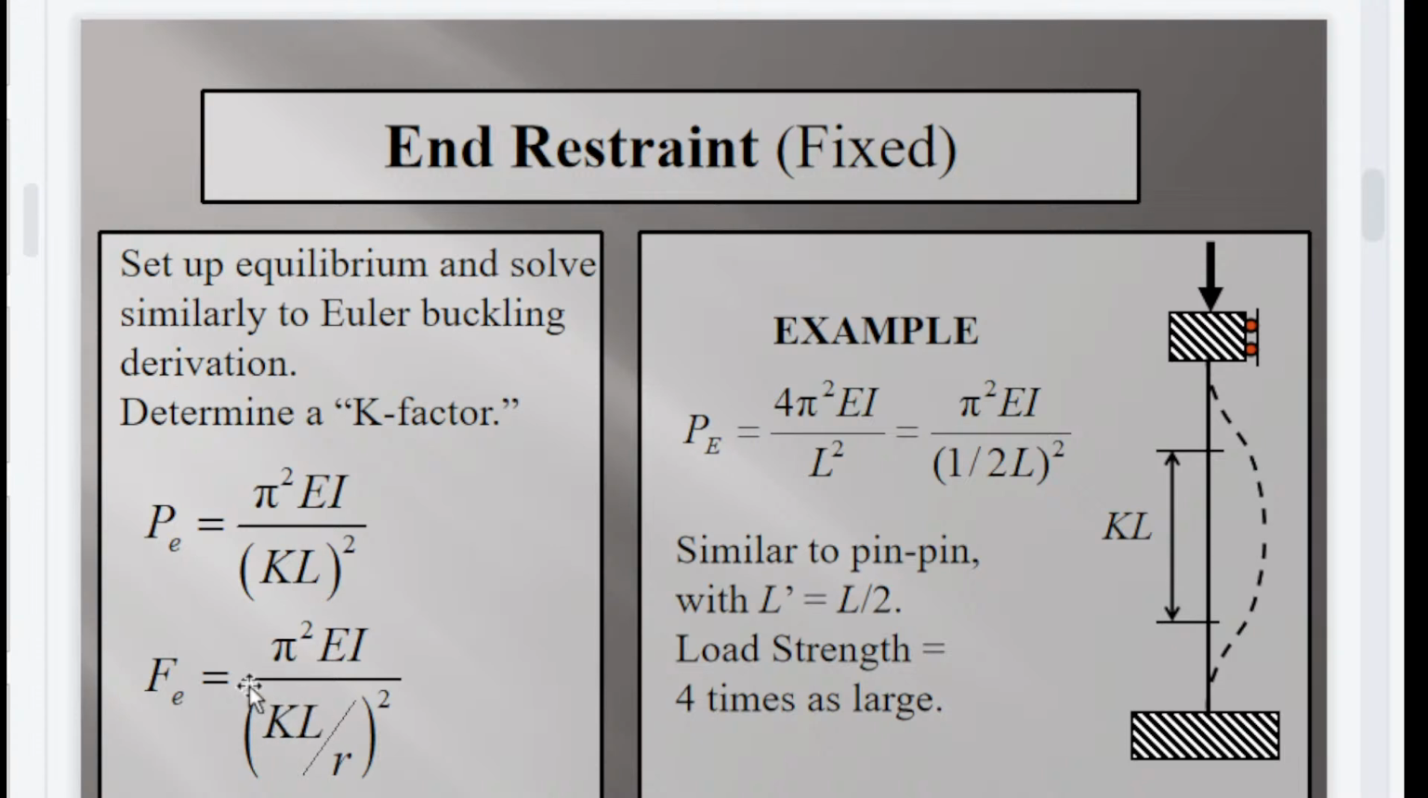So the K factor. We have this formula, but as you can notice, we have 4 because of the fixed end. We only have this one, KL, because of the factor K, the effective length. So KL is the effective length. The effective length will be this portion only, which is actually L over 2. So the load strength is 4 times as large, because it becomes fixed rather than pin connected. Times 4 because the effective length becomes 1/2.